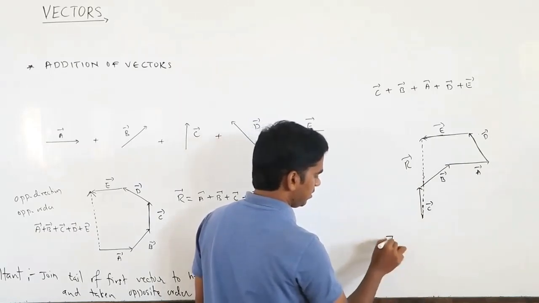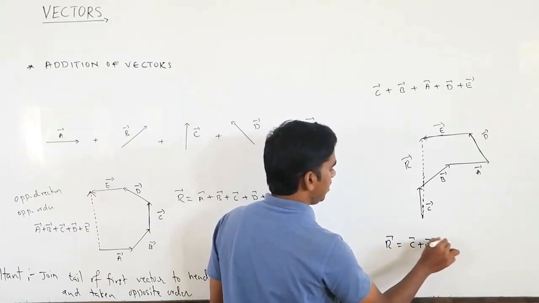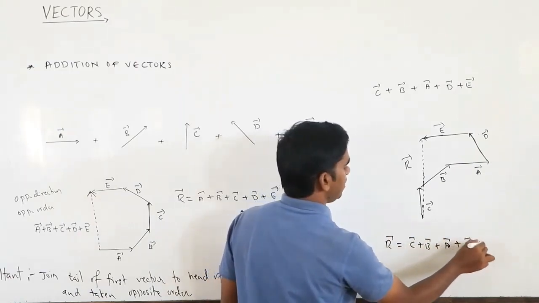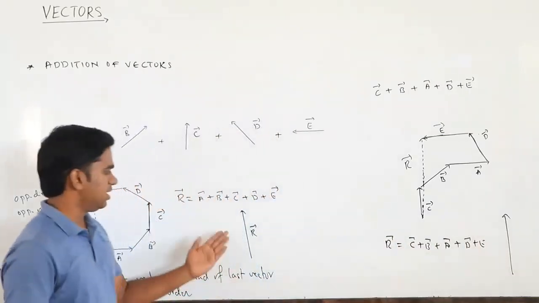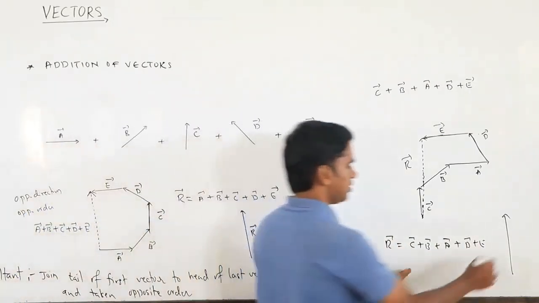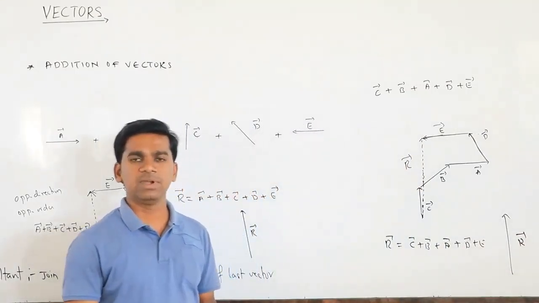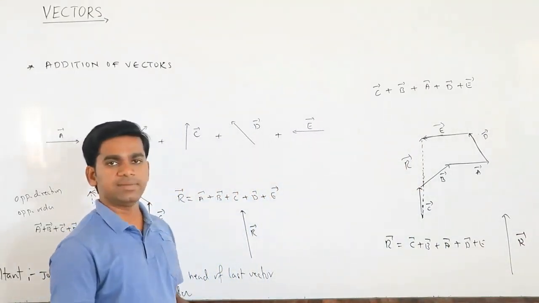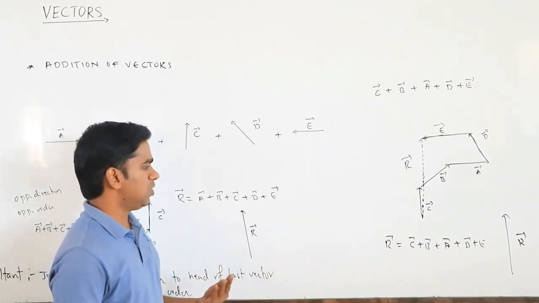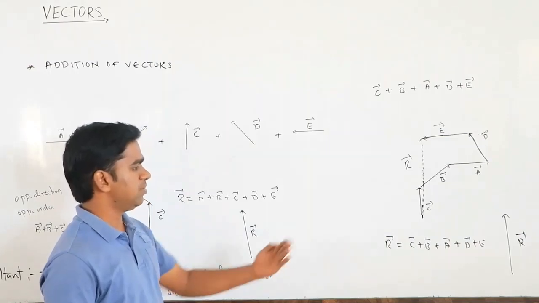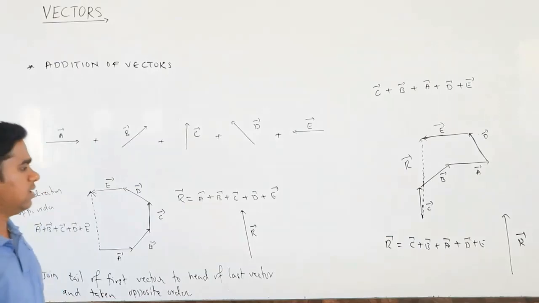So resultant is what? C plus B plus A plus D plus E is again like this only. Here also resultant is same. That means whatever the order you take, that doesn't matter. You will get the same result. So irrespective of the order you have taken, you will get the same result. That is why order of placement does not matter.